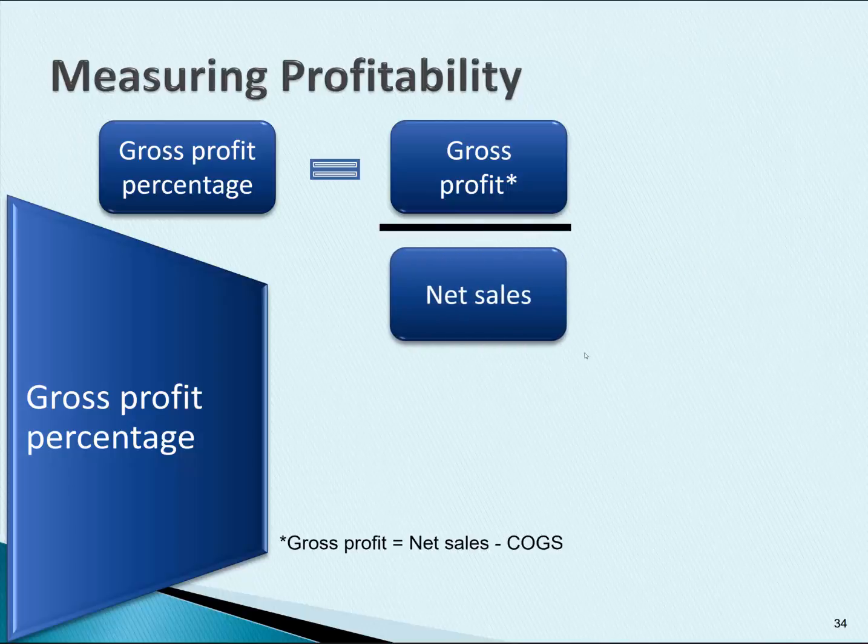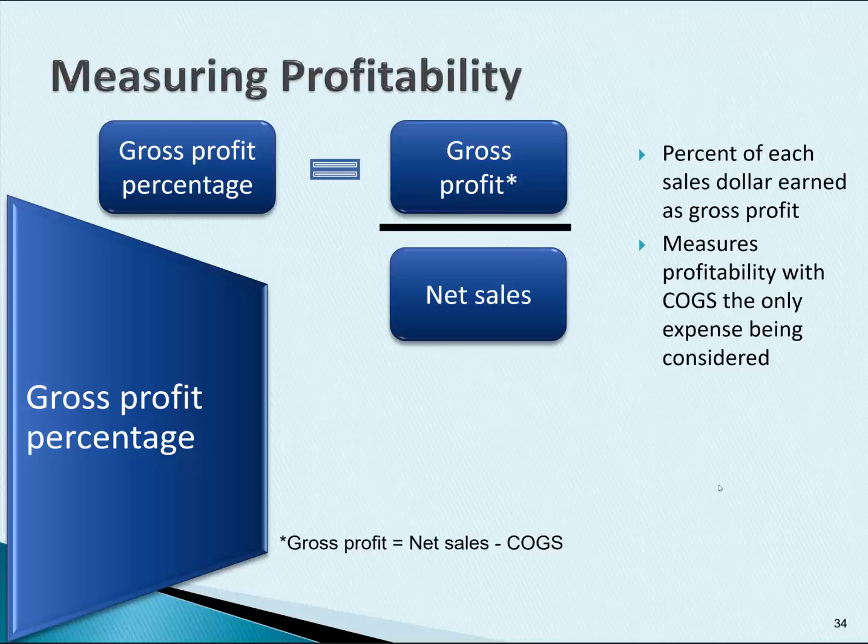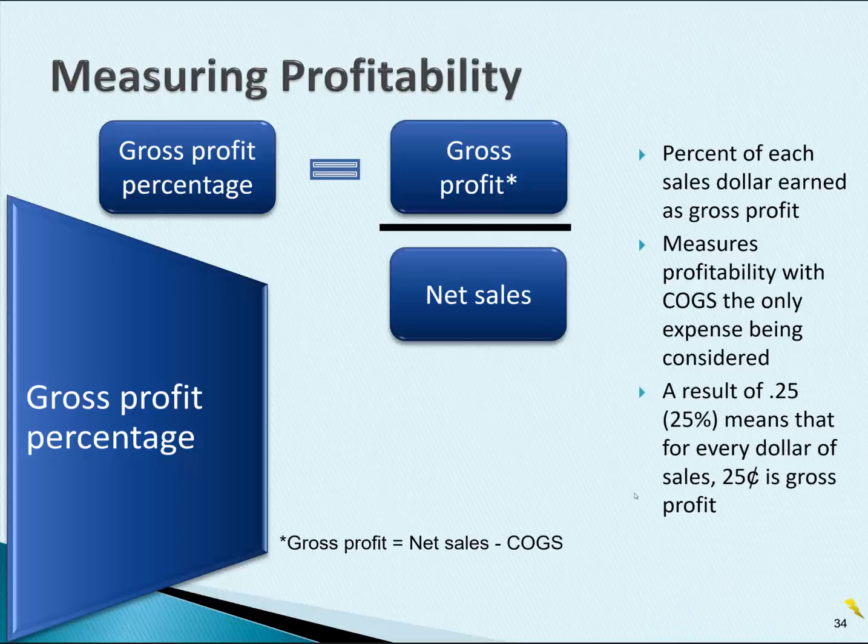So it's showing the percentage of each sales dollar earned as gross profit. So it's measuring profitability, but it's only considering your cost of goods sold. It's not considering all of your other expenses, such as tax expense, salary expense, depreciation expense, etc. So if you get a result of 0.25, that would be 25%, because remember this is a gross profit percentage. So a result of 0.25 means that for every dollar of sales, there's 25% of it, or 25 cents, of gross profit.